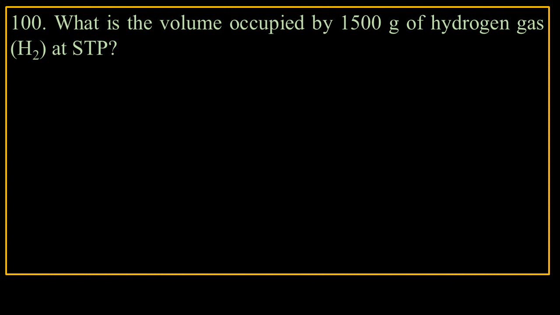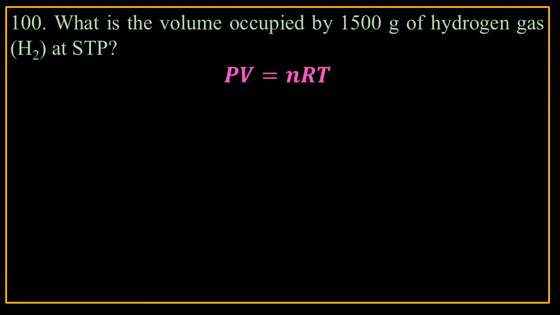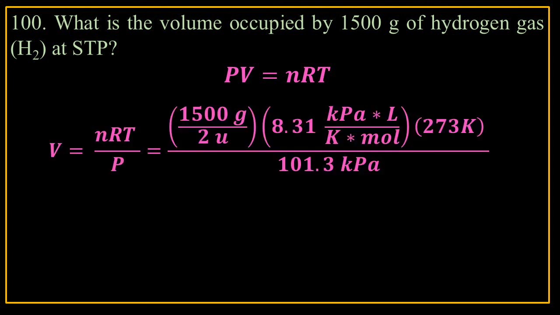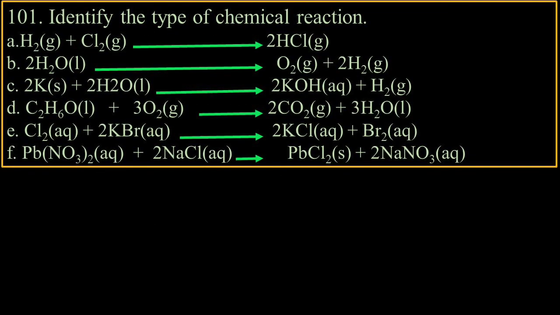What is the volume occupied by 15 grams of hydrogen gas at STP? Well, each 2 grams is going to be what volume? So it's going to be 1,500 grams divided by 2, that's going to be the moles, then R, then temperature, then the pressure, and then you calculate the volume.